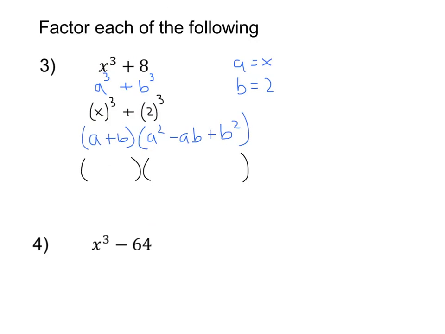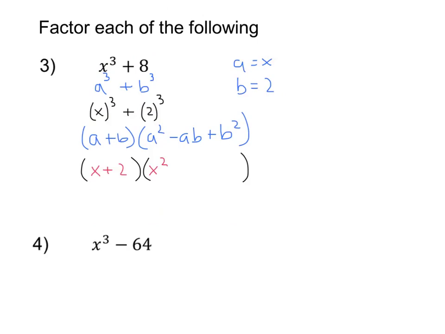All right, so right here, I need to put a plus b, right? And our a was x and our b was 2. So this would just be x plus 2. And then right here, I need a squared, right? I need to take a, remember a was x, and square that. So that would just be x squared.